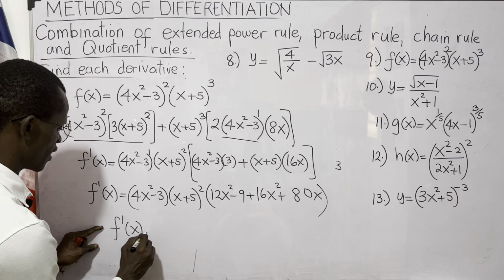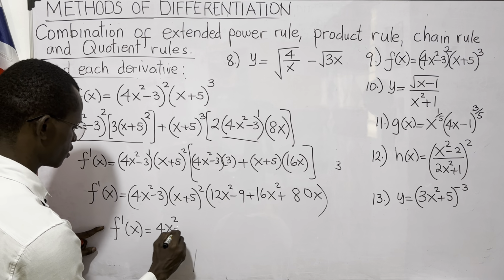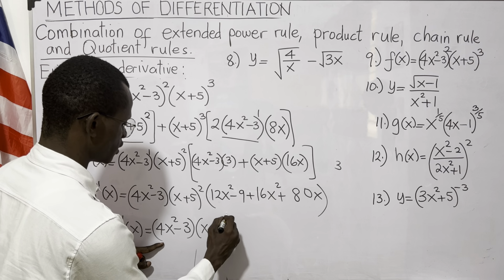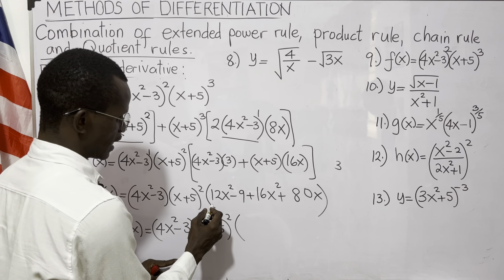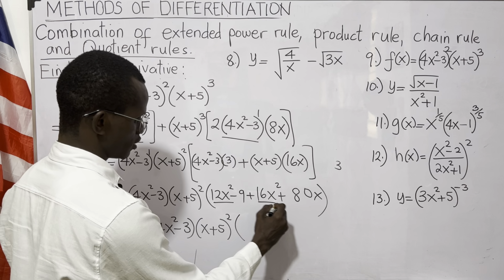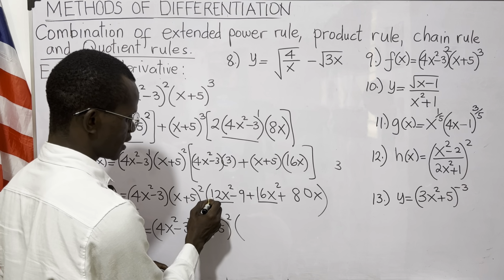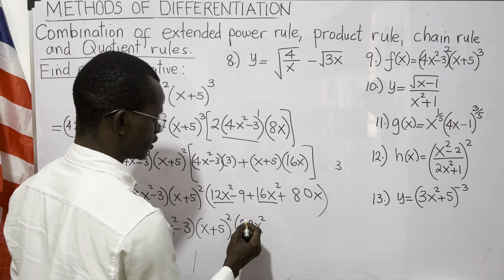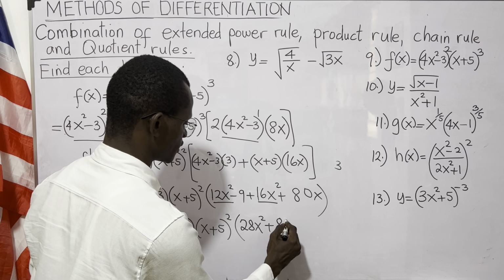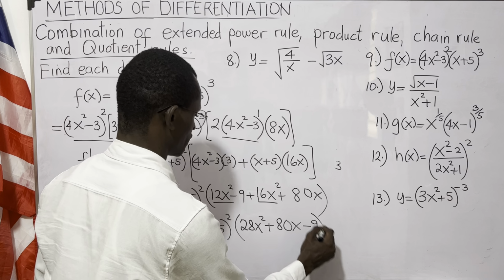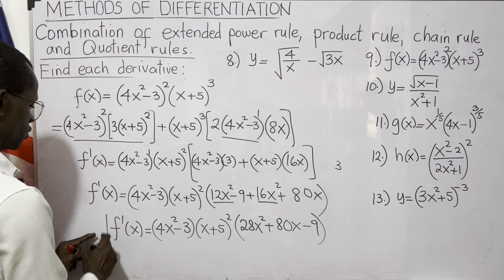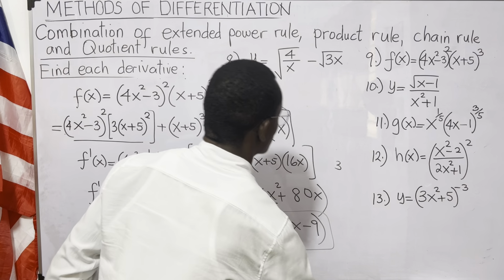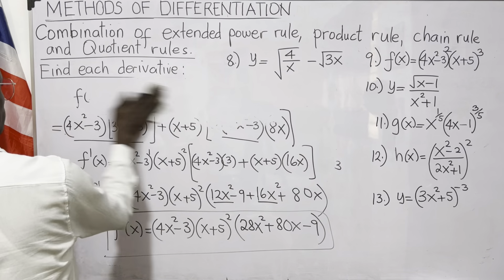We have f prime of x equals 4x to the second minus 3 times x plus 5 raised to the second. So we take the highest power, the second power. So this and this gives us 28x squared, and then this is plus 80x and minus 9. So this is it for the second problem. So let's quickly run over.